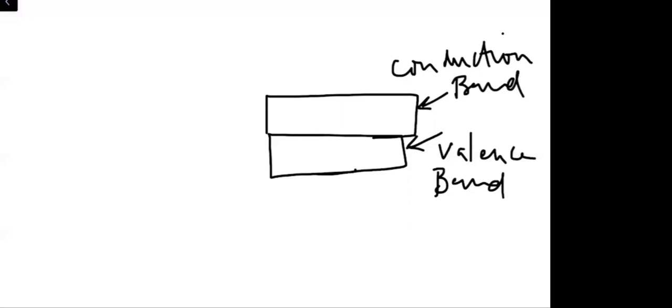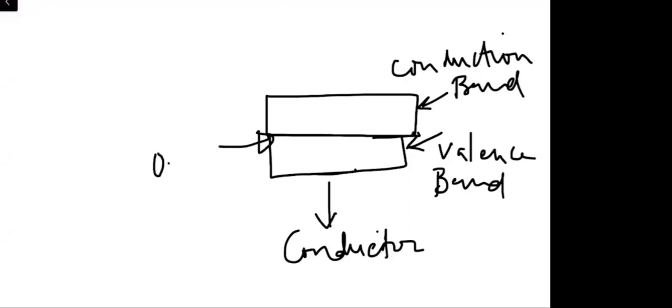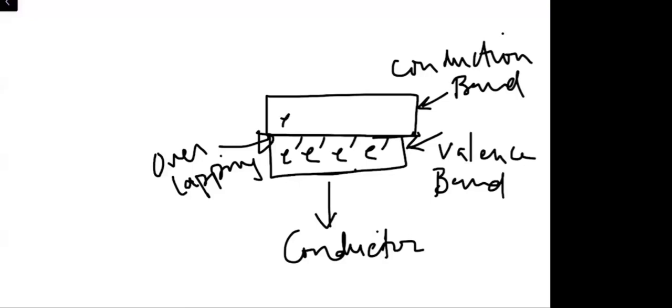Now in the case of a conductor, the valence band and the conduction band are actually overlapping one another. So the electrons which are in the valence band, because the bands overlap, are also available in the conduction band.